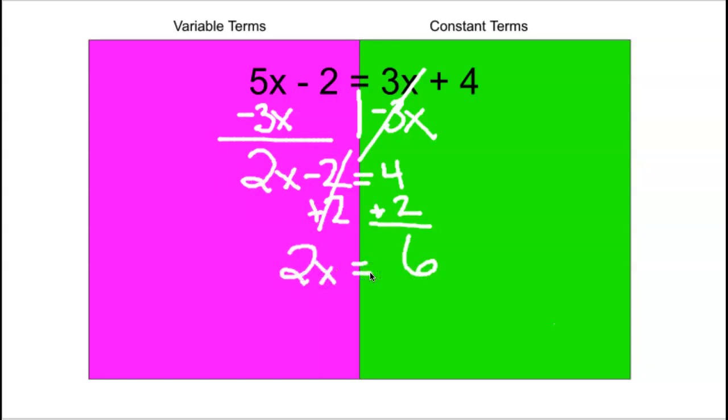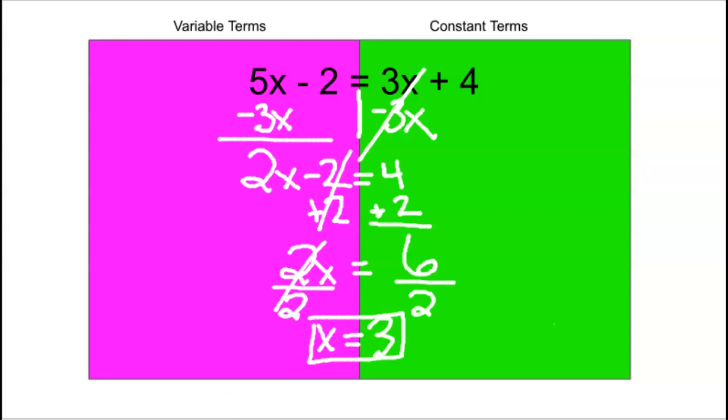equals 6. And once again, now we're just going to solve it using the inverse operation. So I divide by 2 on this side, and divide by 2 on this side. So x equals 3.